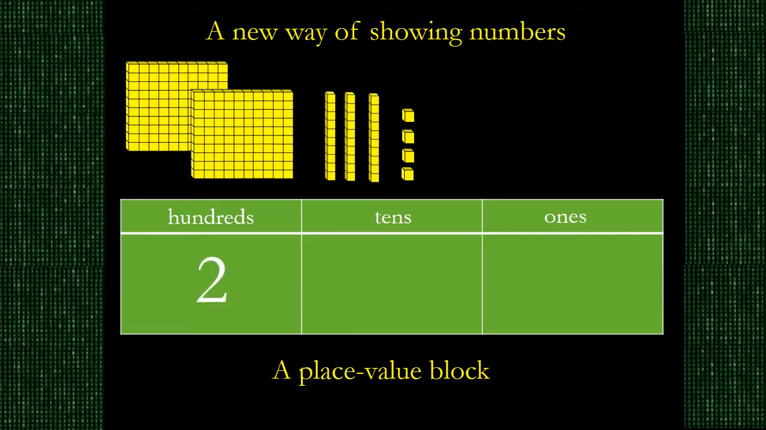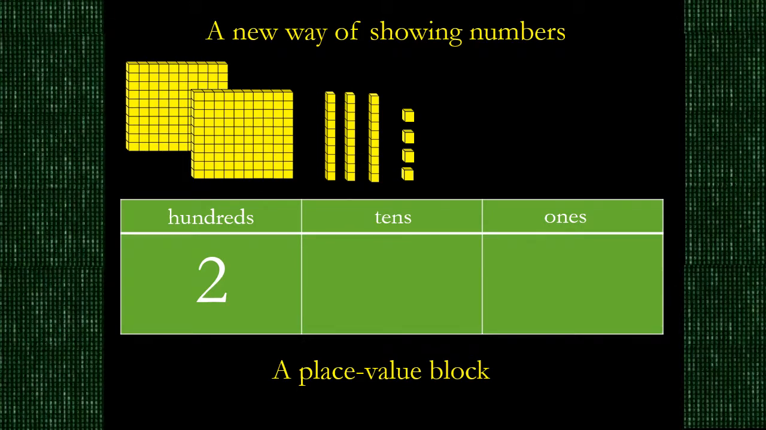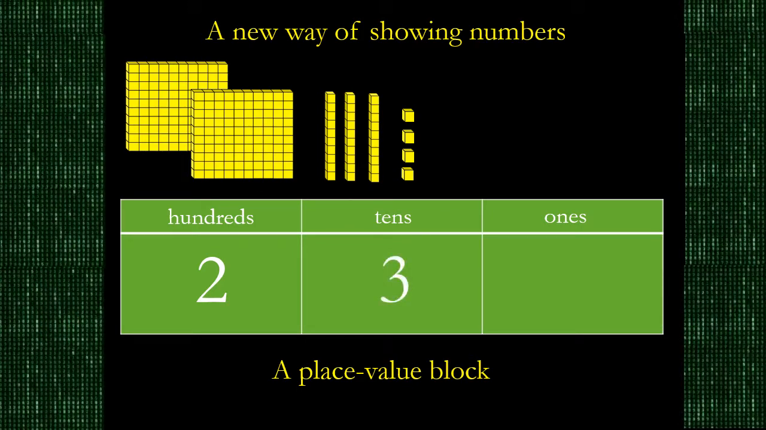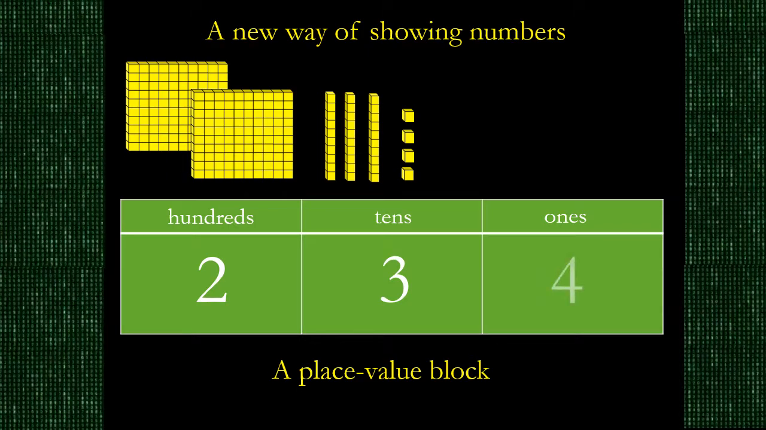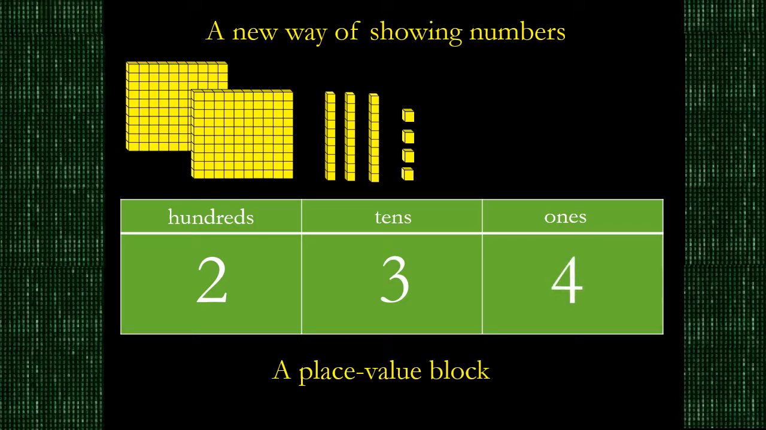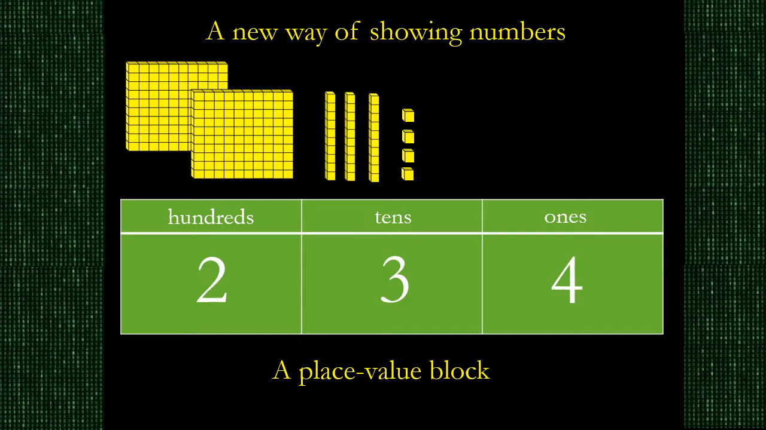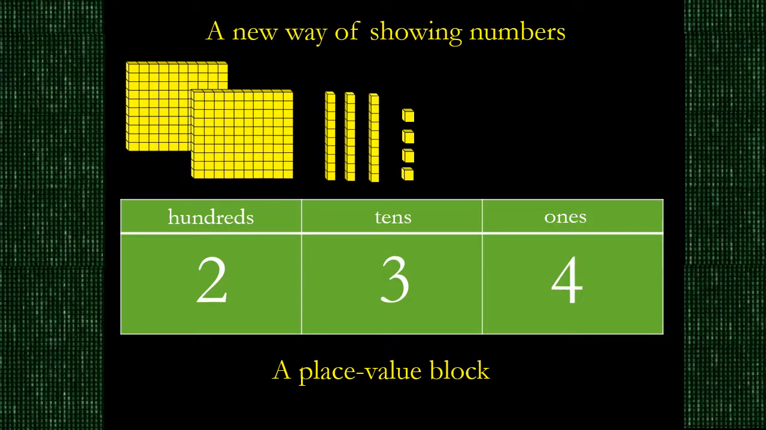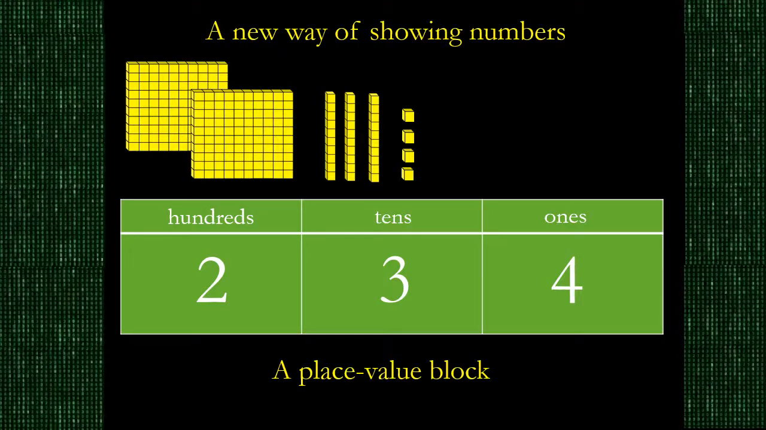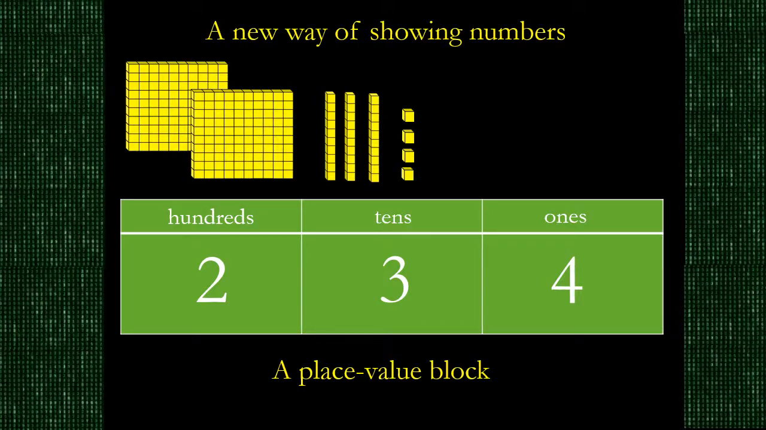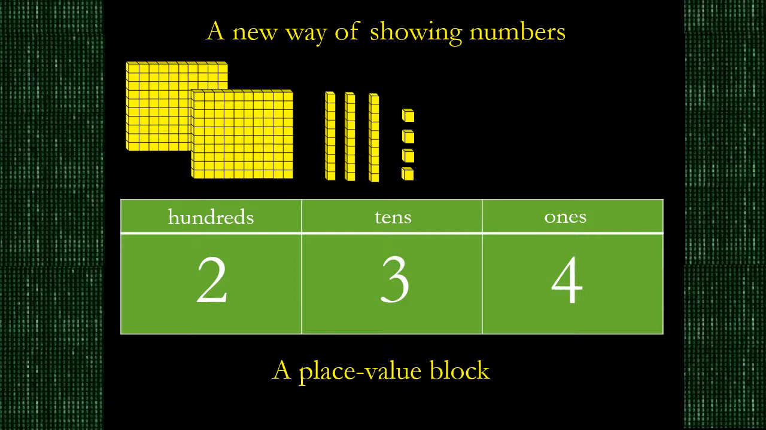And how many tens rods are there? 3. And how many ones are there? How many cubes? There are 4. So what number is being represented here? 234. That's it. All you have to do is break it up like that, and you've got your answer. I told you these would be easy.